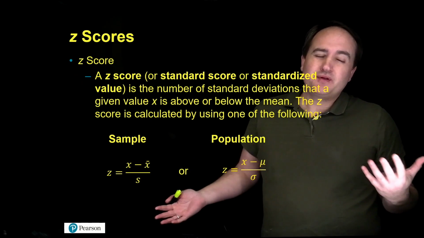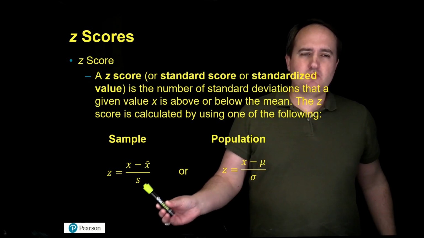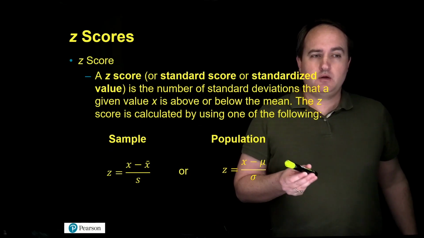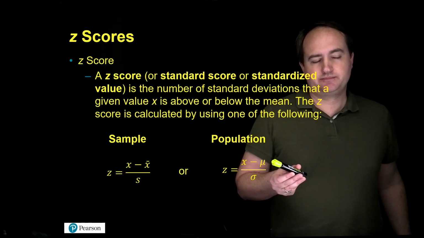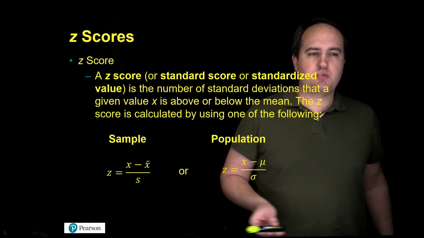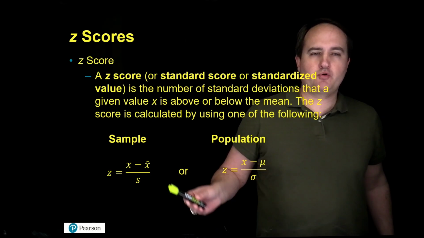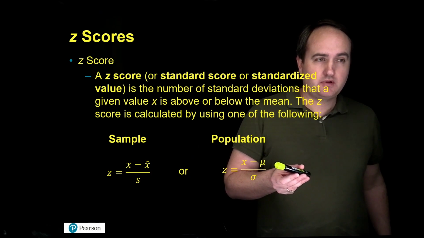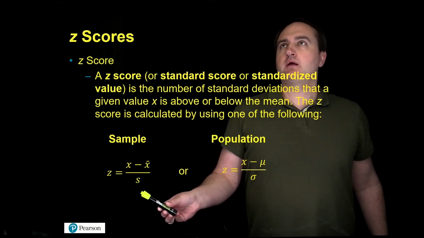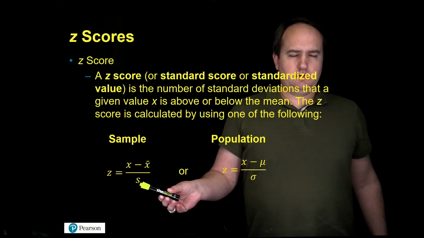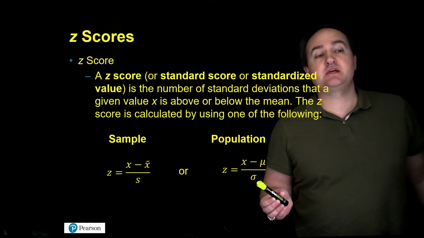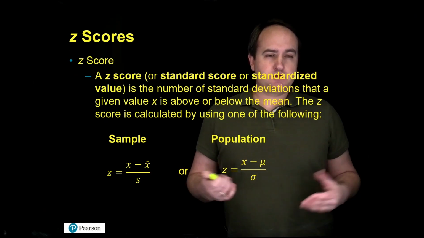And the reason I say they're really the same formula is remember that x bar is the sample mean. Mu is the population mean. So all that's changing here is they're replacing x bar with mu, but they're both representing the mean of the data set. Same thing with the denominator. So here for the denominator, s is the standard deviation for the sample, and sigma is the standard deviation for the population.